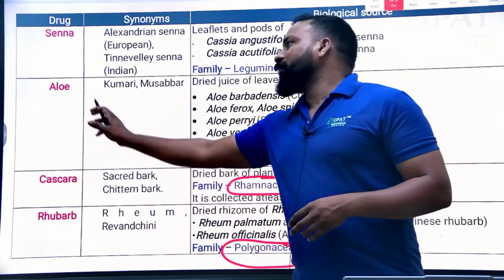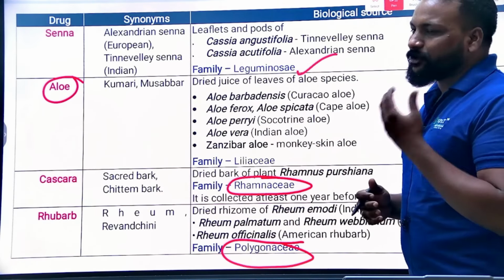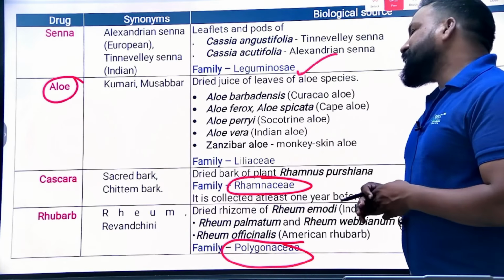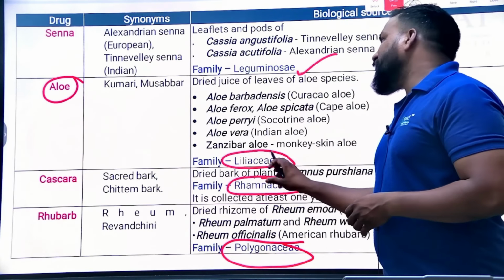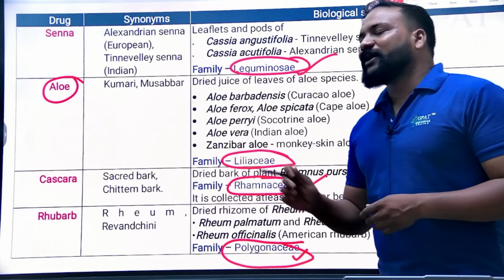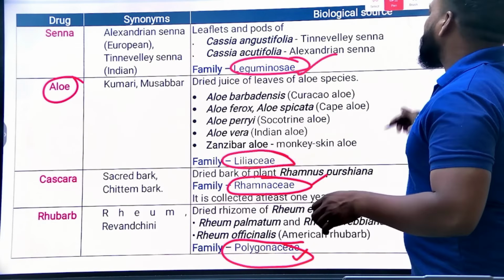And aloe is obtained from five different sources, including aloe vera. But all these belong to family Liliaceae, Leguminosae, Liliaceae, Rhamnaceae. Whereas the Rutaceae family for rhubarb is wrong, it is Polygonaceae. Clear? Not Apocynaceae. So that's the right answer.